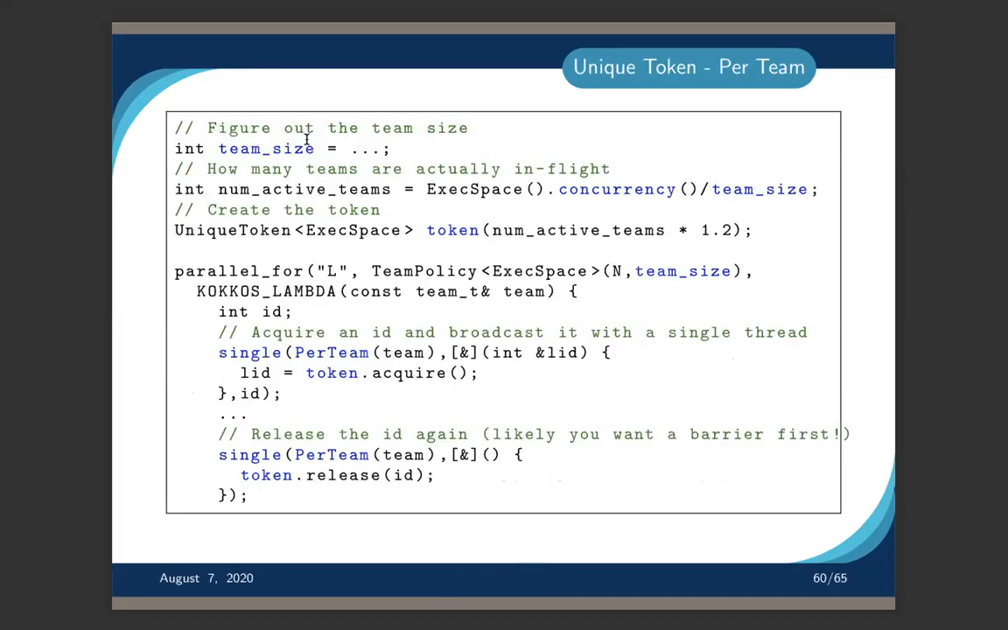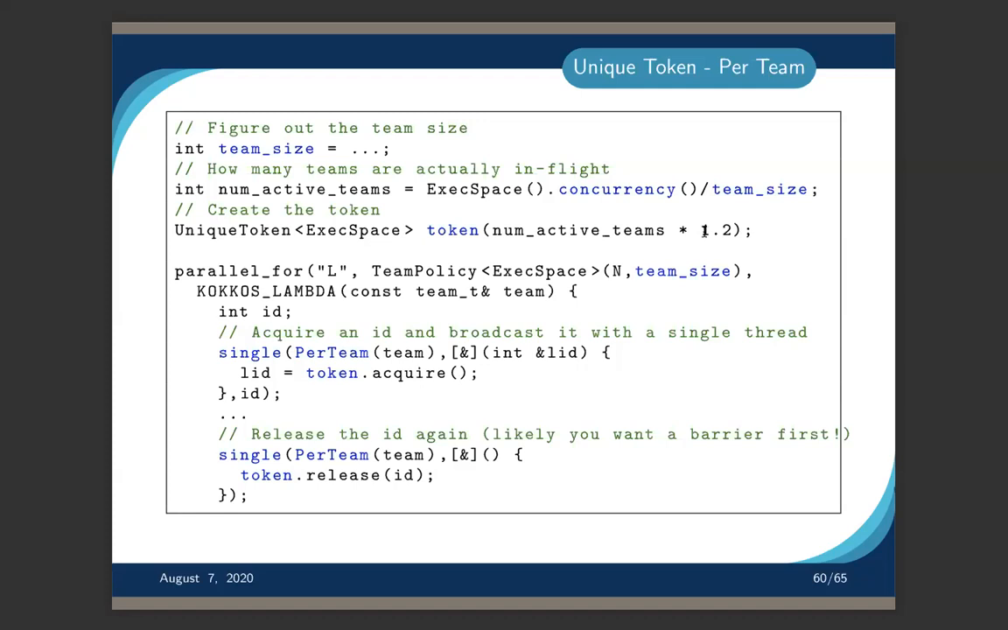So you start with figuring out what is the team size you want, right? And that might be something like 128 or so, or 256 on a GPU. That means the number of actually simultaneously active teams is significantly lower than concurrency. You just compute that by the execution space concurrency divided by the team size. And now that means you can create a sized token. And usually what we do is we make it maybe 10%, 20% larger.